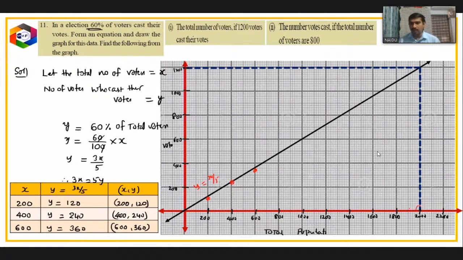Observe children here. That means if the total voters who cast their vote is 1200, then 2000 will be the total voters. I think it is clear for you from the graph. Likewise we can calculate different values.